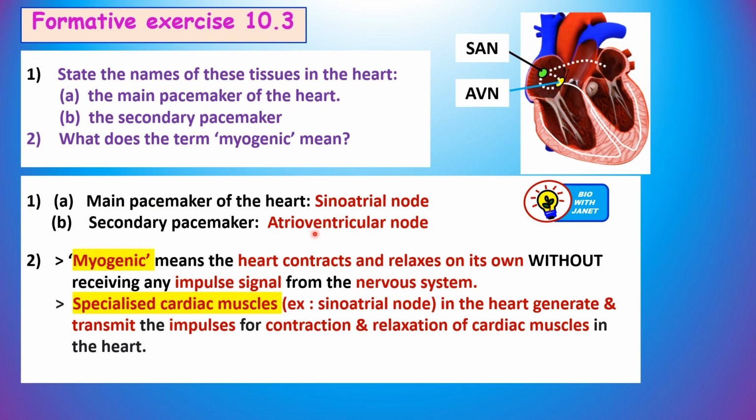The main pacemaker of the heart is the sinoatrial node. Now, secondary pacemaker is not mentioned in the textbook, but it is the atrioventricular node. The word myogenic means the heart contracts and relaxes on its own without receiving any impulse signal from the nervous system. And there are specialized cardiac muscles called the sinoatrial node in the heart of the human body, to generate and transmit the impulses for contraction and relaxation of the cardiac muscles of the heart. So that's why it does not need any impulse signal from the nervous system.